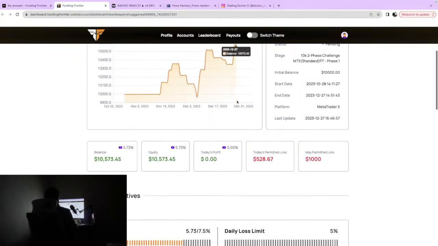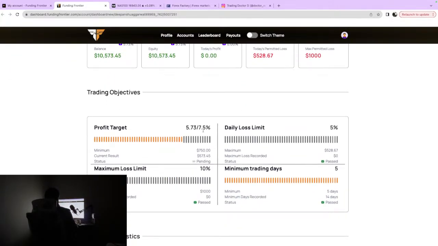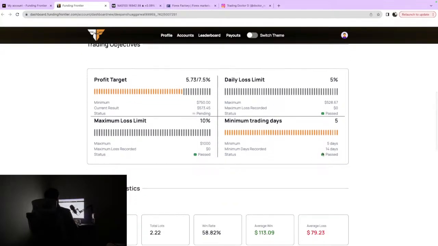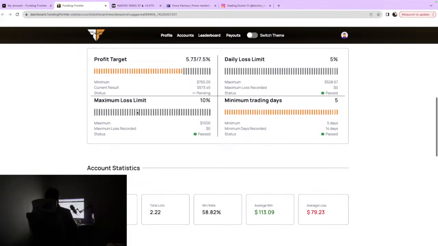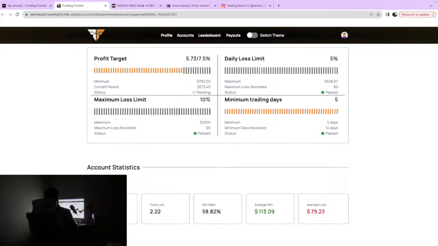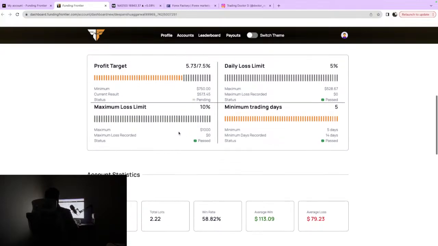So we have to reach the target of 7.5% almost, that is $750. Clear? Everything is ticked past. Daily loss limit we haven't crossed any of the time. Minimum trading days 5, we have crossed it. Our days are 14. That means we have taken trades on 14 days till now. Maximum loss limit is 10%. We haven't crossed it till now, so it is also passed. And our profit target is 7.5%, which is pending.